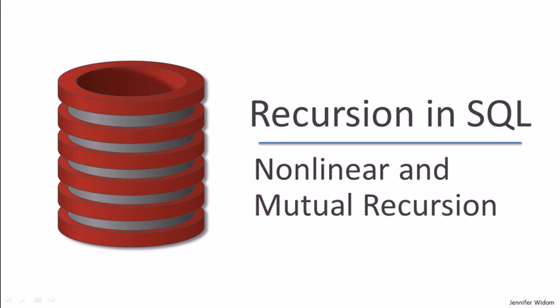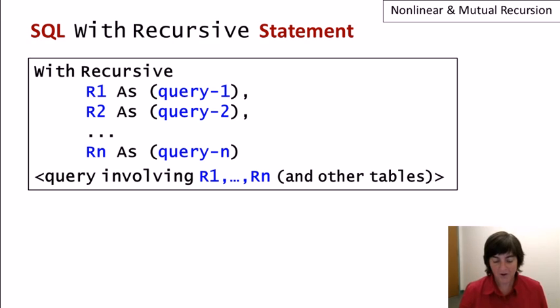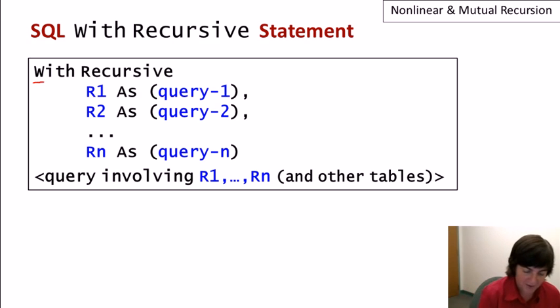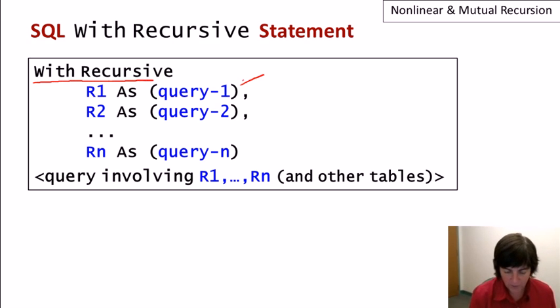In this video, we'll be exploring some further issues involved in recursion in the SQL language. First, a reminder of how SQL implements recursion. There's a with statement in SQL that can be specified to have recursively defined relations in it. We say with recursive, and then we define a set of relations where the query defining the relation could involve the relation itself, so that's where recursion pops in.